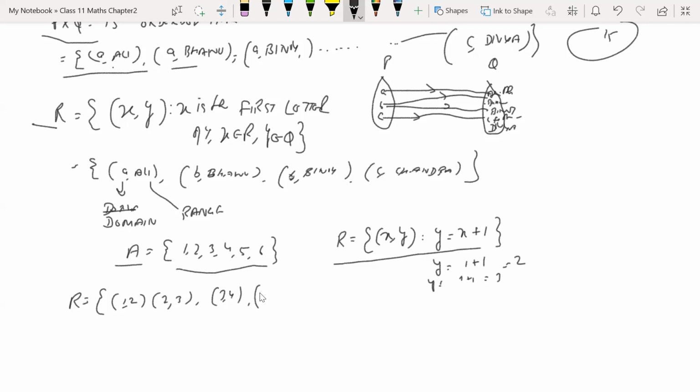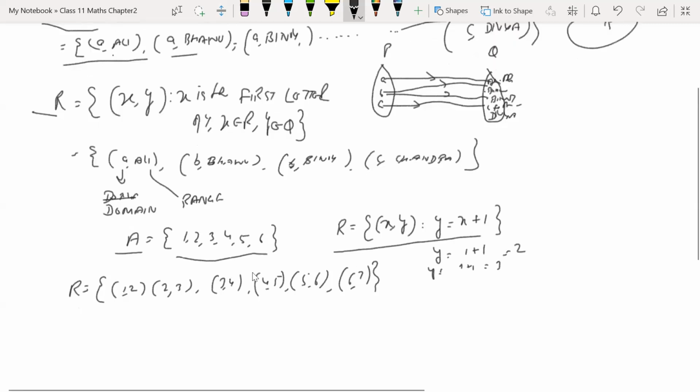I hope you understand it well. (4, 5), (5, 6), and (6, 7). That's all about the definition of the relation. The corresponding arrow diagram shows this.